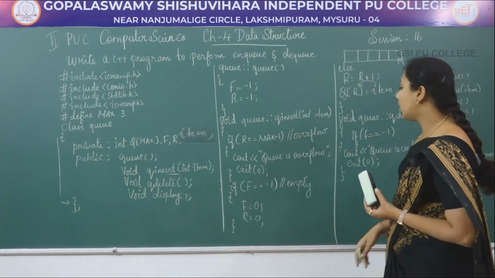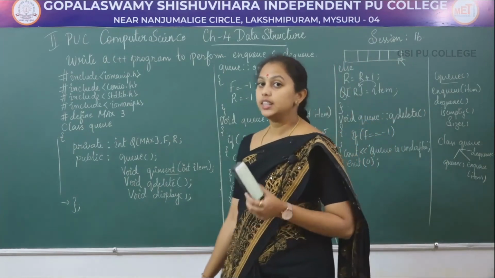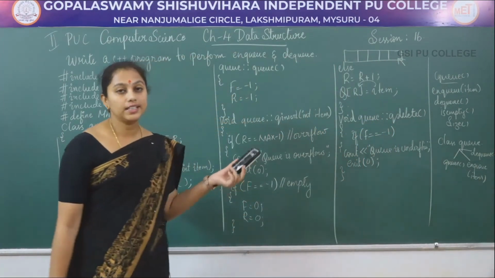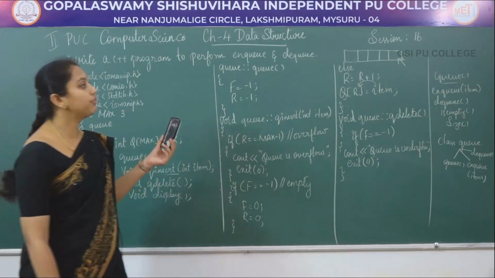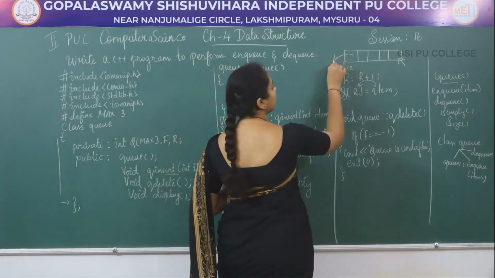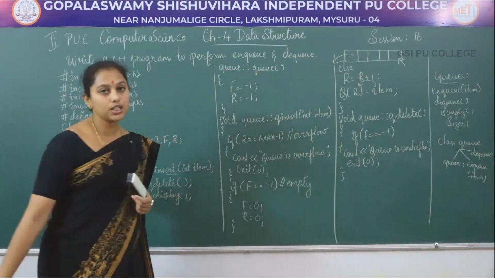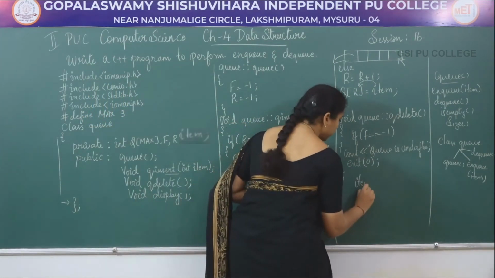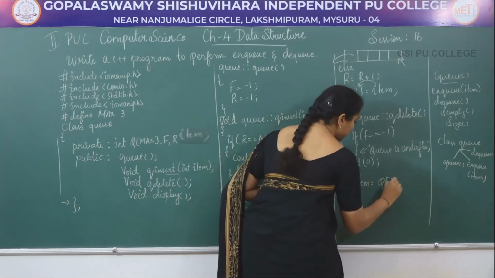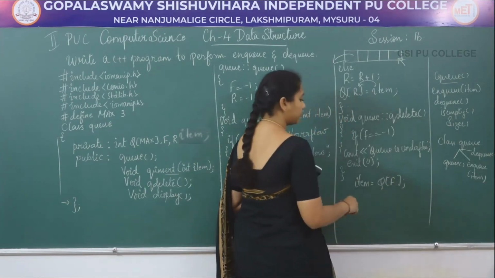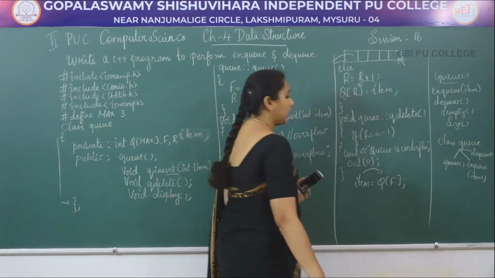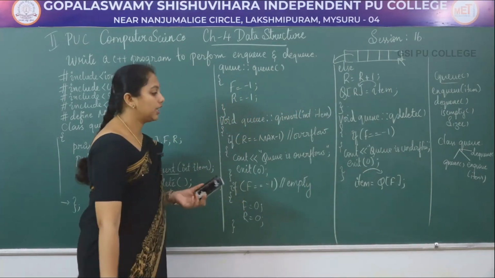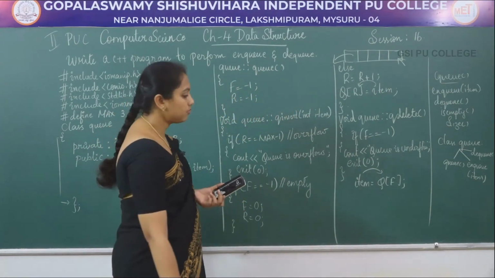If the queue is not in empty state, then definitely I can delete an item from the front end of the queue. We are deleting an item from the front end of the queue.